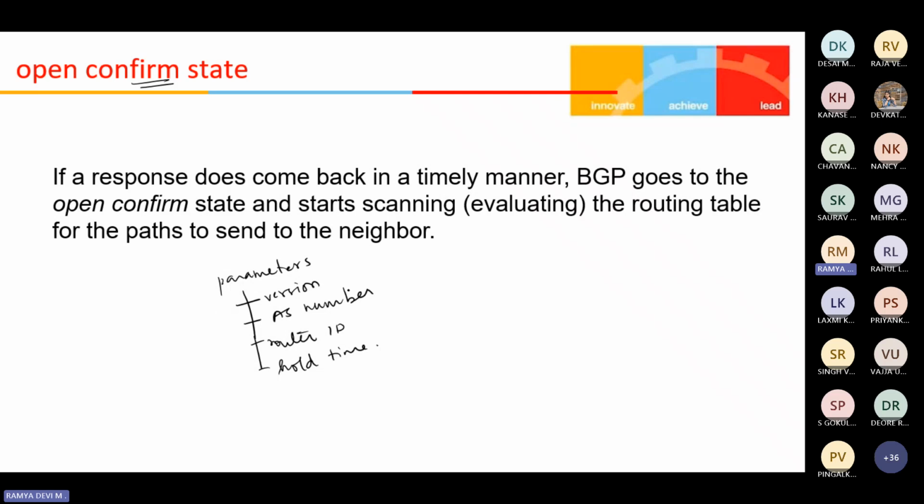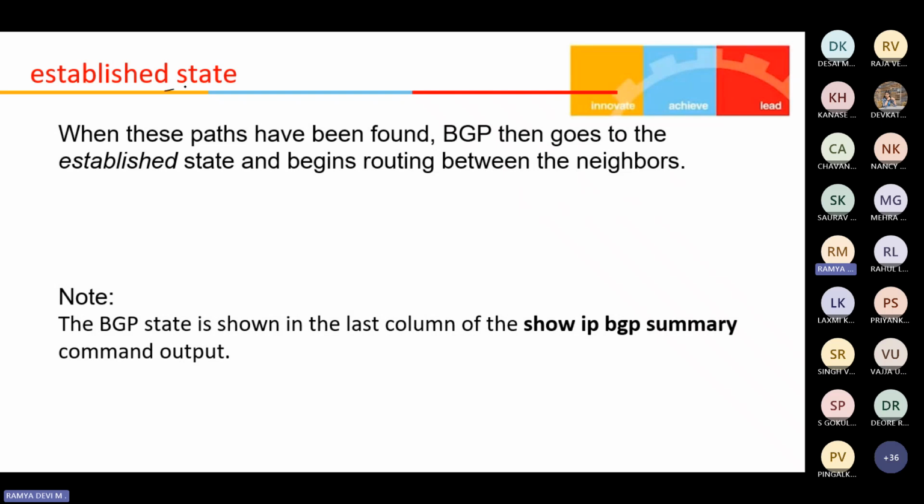The router will try to begin the scanning, and also it evaluates the routing table. So it determines which paths have to be advertised to the neighbor. If no issues are occurring, the session moves to the final state. What is the final state? That is the established state. So after scanning and selecting the valid paths, BGP transitions into the established state.